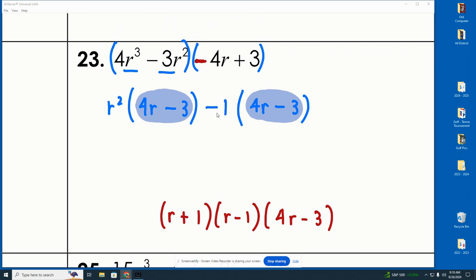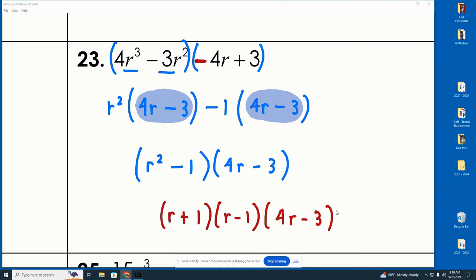Y'all see that? You guys who weren't here yesterday? Now, here's the last thing. My factors then include, what did I pull out of both? What did I pull out of that first group? R squared. What did I pull out of that second group? Minus 1. There's one of my factors. One of my factors is what I pulled out. The other factor, what was left inside? 4r minus 3. That's why those have to be identical, because that second factor has to be those, and if they're not the same, it can't have been factored.